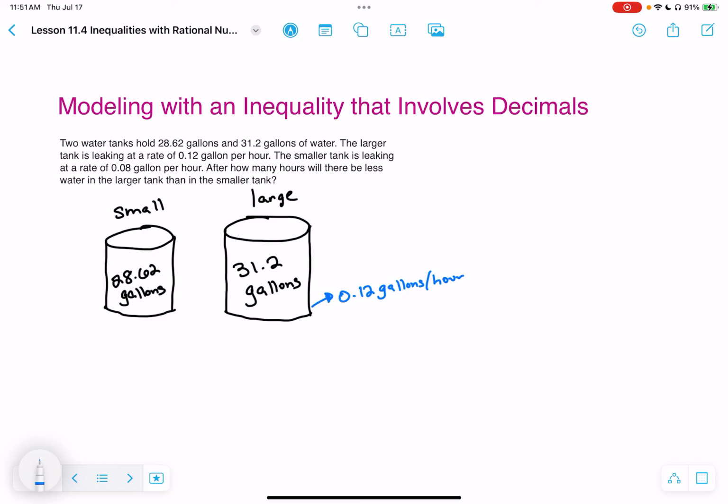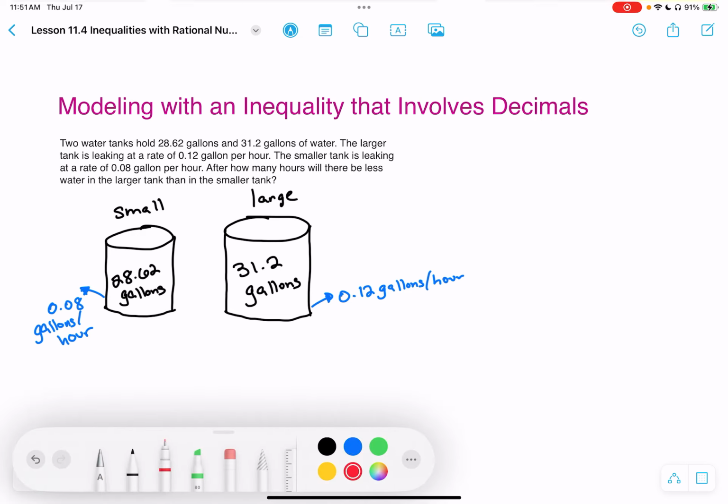And the smaller tank also sprung a leak. What are the odds? Two leaky tanks, 0.08 gallons per hour. So the large tank has more in it, but it's leaking faster. So eventually the large tank will have less in it because it's leaking faster. So the question is, after how many hours will there be less water in the large tank than the smaller one?